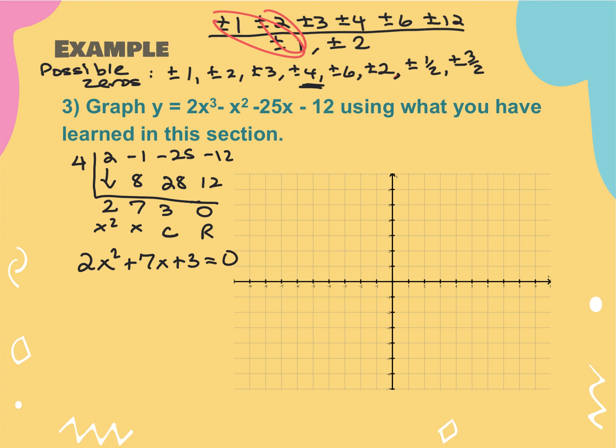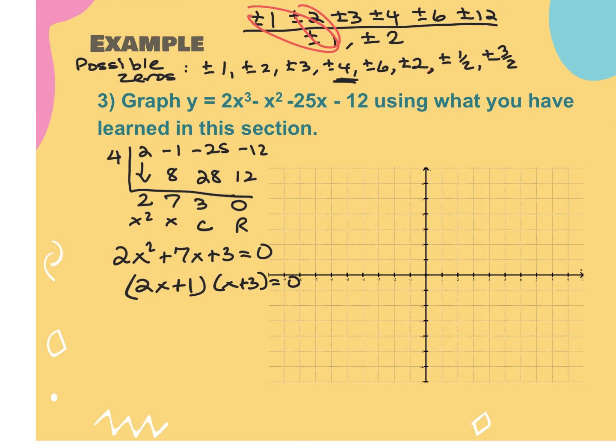Now that it's quadratic, you can either factor it or use the quadratic formula. This is actually factorable, so I'm going to factor it. It'll factor into 2x plus 1 and x plus 3. Now you can FOIL it to double check it. You should always do that. It does go back. It does FOIL.